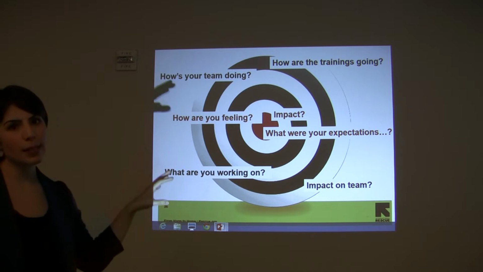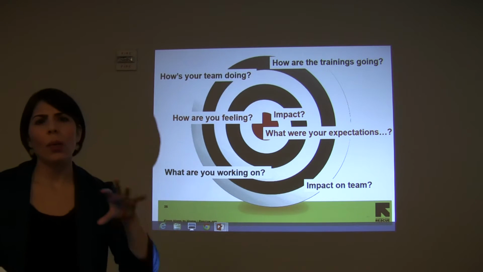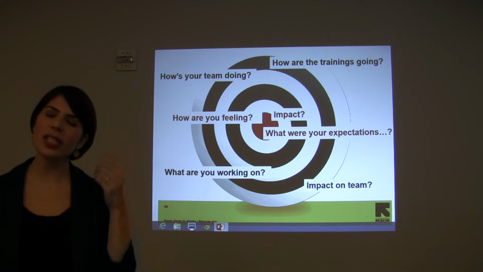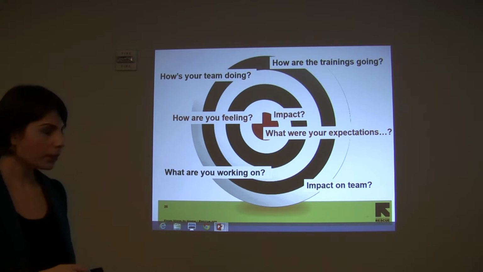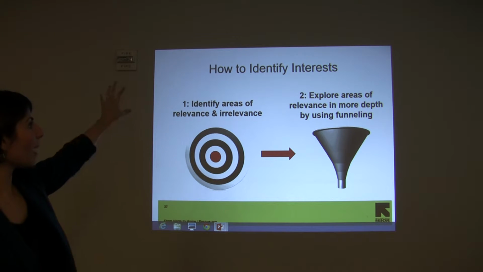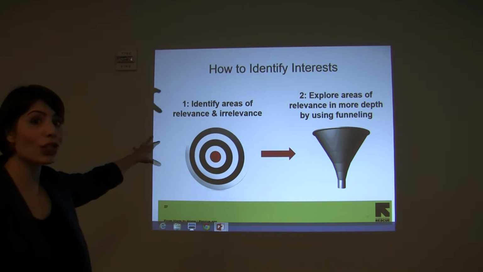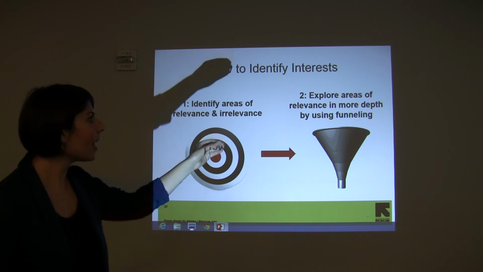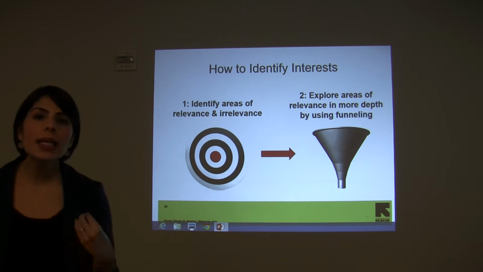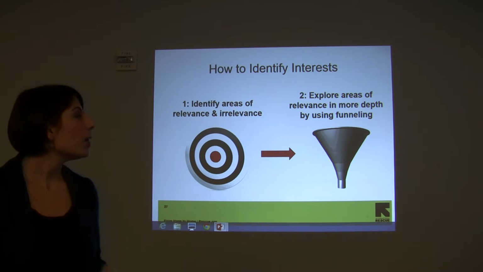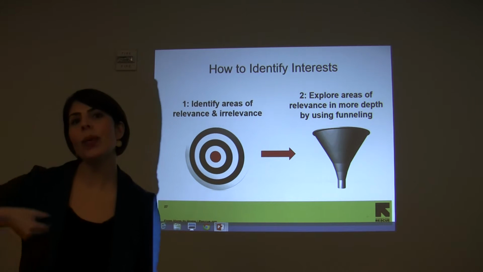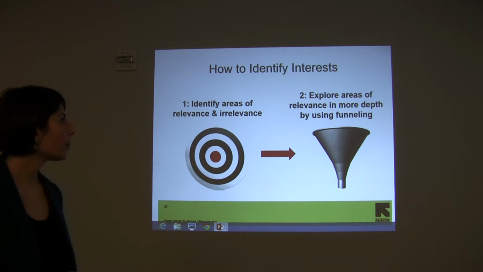So after she's done this, identifying what's relevant and irrelevant, really exploring broadly what those things are, and she's identified a couple of areas, the next thing that she's going to do is move from identifying areas of relevance and irrelevance, which she's done, to then exploring each of those areas of relevance in more depth, using a technique we call funneling. So this technique, I'm going to illustrate, again, continuing this example that I've just introduced.